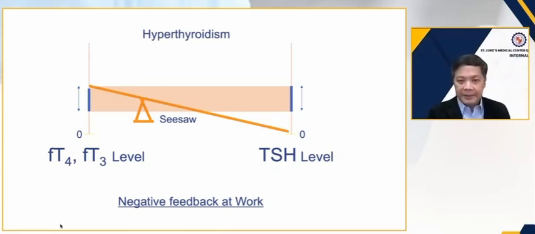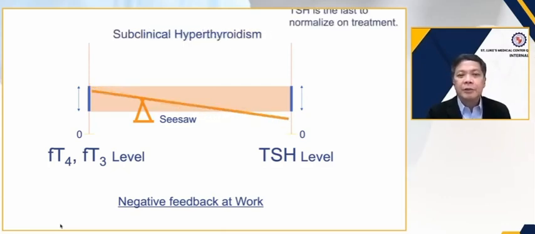Once you treat the hyperthyroidism, the first to recover will be T4 and T3. For as long as the pituitary is still sensing some excess of thyroid hormone, TSH will remain suppressed. And this is the reason why during the treatment of Graves' disease, generally, I do not bother checking the TSH.